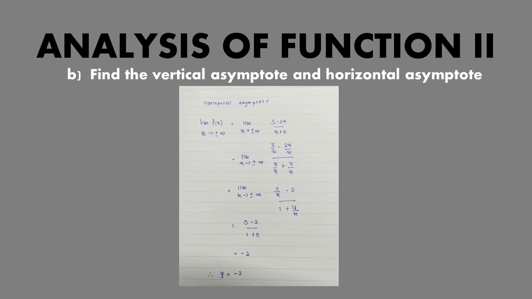Lastly, how to find the horizontal asymptote. We take the limit of the function as x approaches positive or negative infinity. The function must be divided, numerator and denominator, by the highest degree of x. Then you get −2, so y = −2.